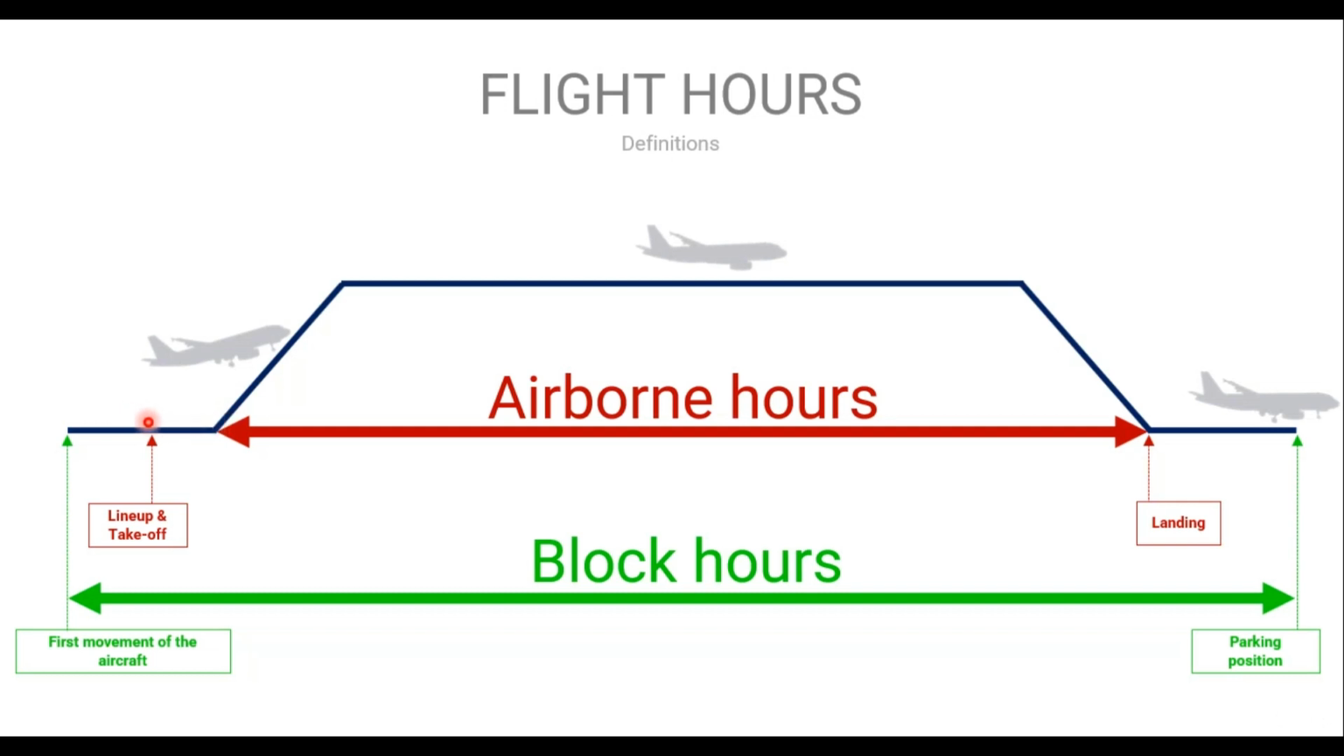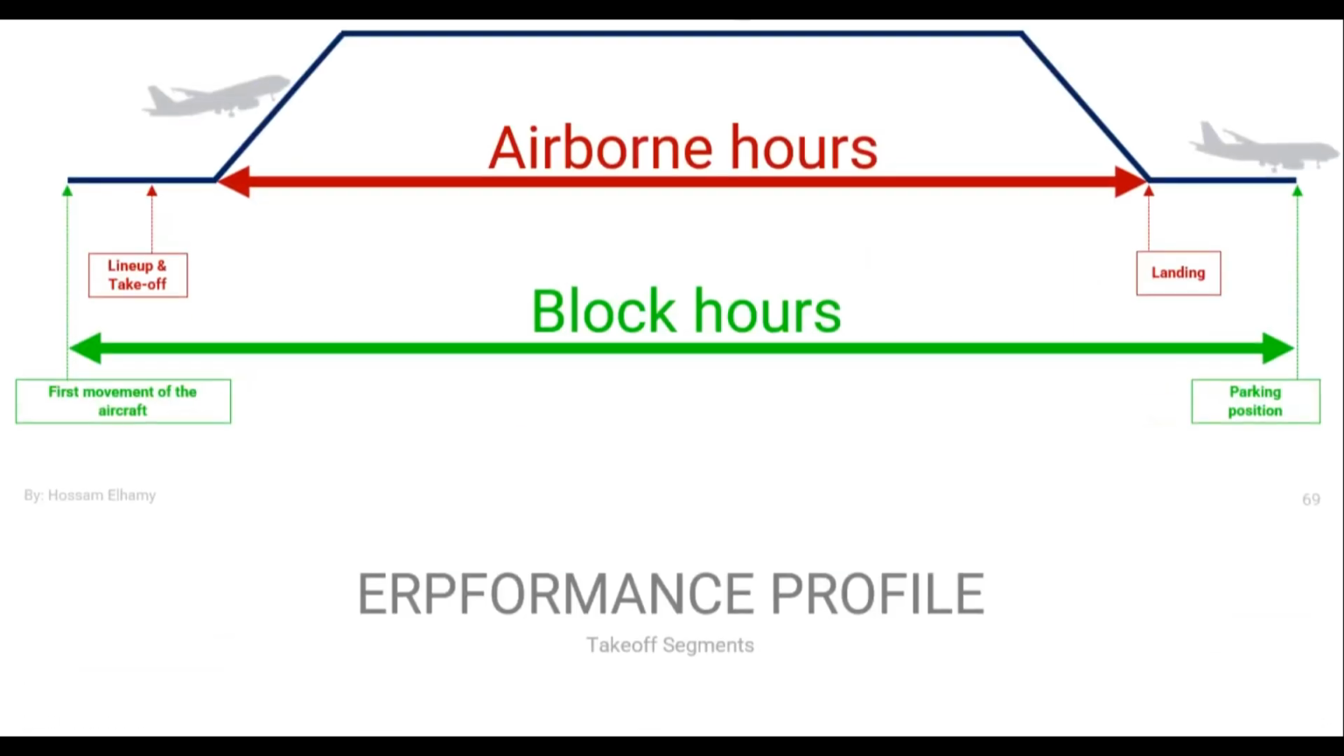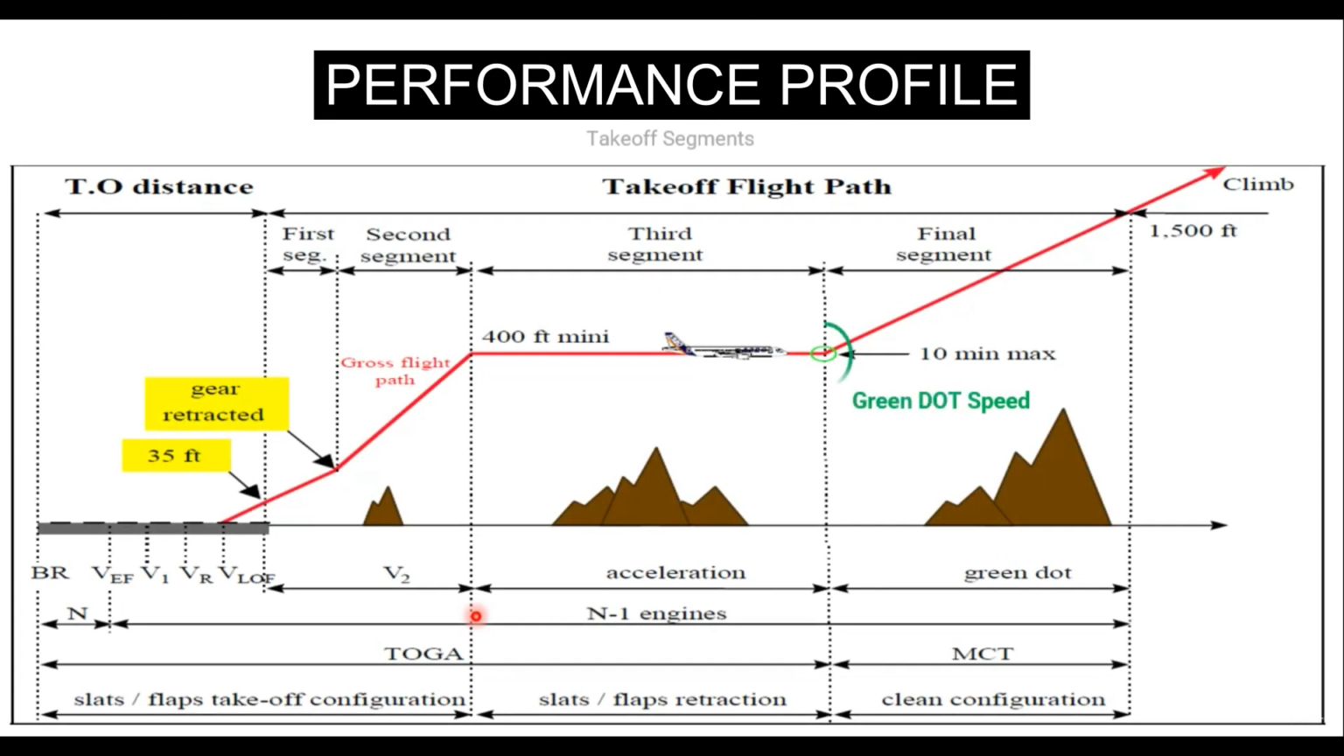And this is why the trip fuel on board starts to be calculated from this point. This is the trip fuel. Before that is not called trip fuel, it's called taxi fuel. So taxi fuel plus trip fuel equals the block fuel on board. And this takes us to the 4 segments of the takeoff.